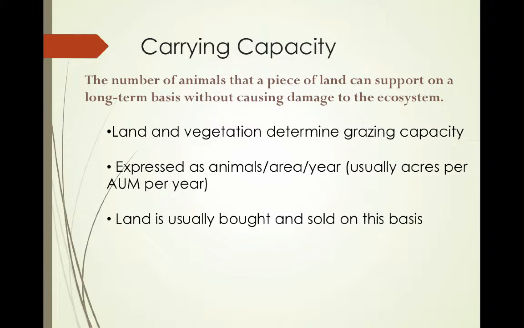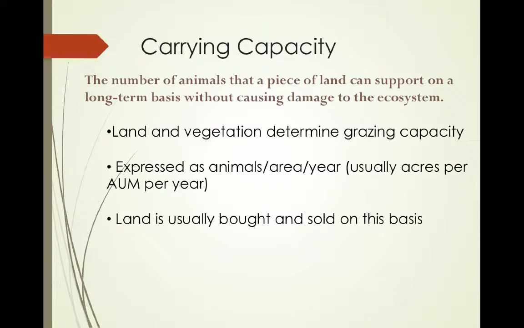So let's make sure we've got a good idea of terminology. So carrying capacity refers to the number of animals that a piece of land can support on a long-term basis without causing damage to the ecosystem. So some things that take into account carrying capacity are the land type and size, as well as the vegetation that it grows. Carrying capacity is usually expressed as animals per area per year. And usually these are going to be in acres or hectares, and sometimes you can see it expressed as AUMs or animal unit months.